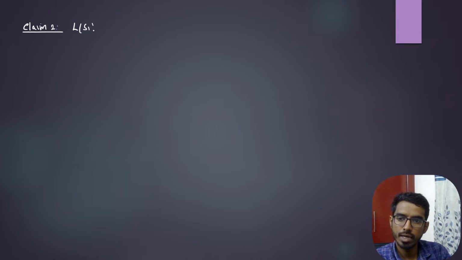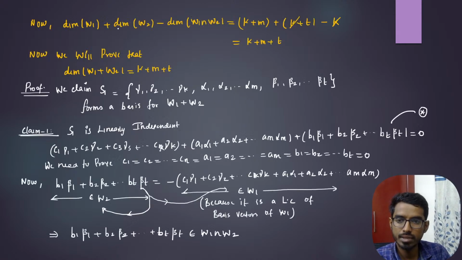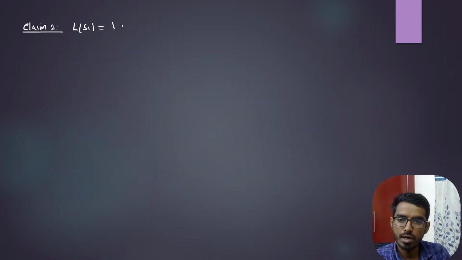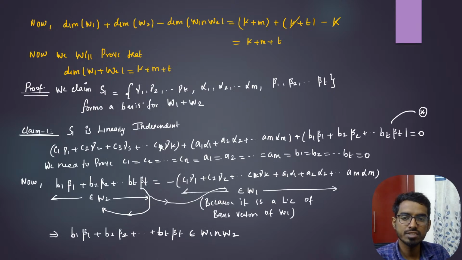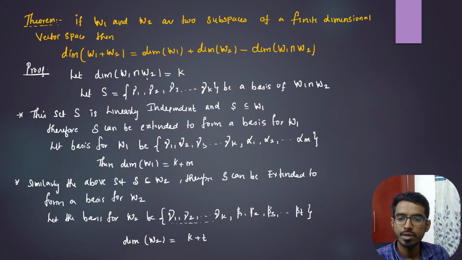I need to show L of S1. So L of S1 is W1 plus W2. I need to show this, right? If I show this, then S1 is linearly independent and forms the basis for W1 plus W2, and the number of elements is K plus M plus T. Therefore, both will be equal. Now the theorem will be over, right?